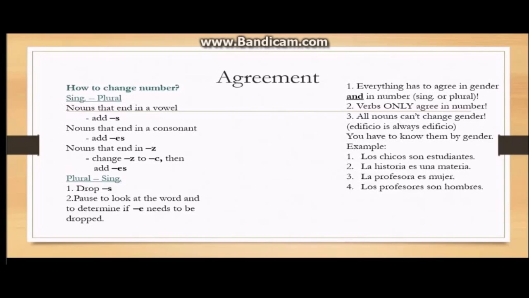Historia, we know from a previous concept, is feminine and singular. So the article la has to agree with it. Because it's singular, the verb is singular, es, and una agrees with materia, as that is the noun. Profesora is singular and feminine, so la is our only definite article choice.